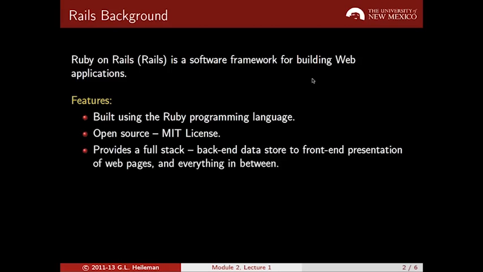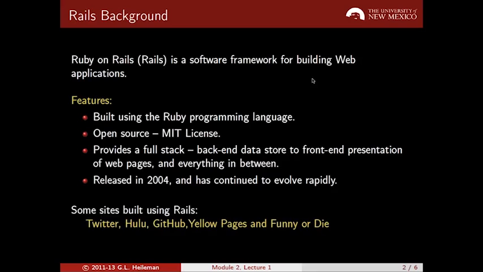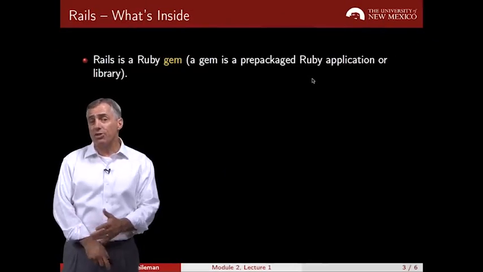Rails provides a full stack from the back-end data store to the front-end presentation and everything in between. A lot of what we'll do in this course involves understanding all of those pieces in between. It was released in 2004 and it's been rapidly evolving. It seems that every year there's another version of Rails that's released. Some of the sites that use Rails include Twitter, Hulu, and GitHub, which is a site that we'll use extensively in this class.